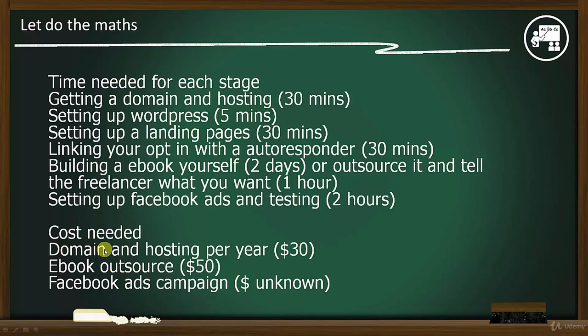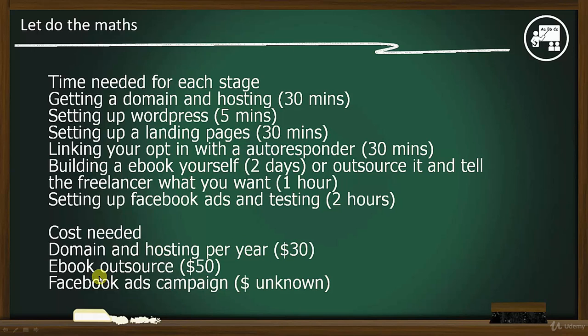And the cost needed: a domain and hosting per year will range from $30 or more, depending on which domain you are getting. You can get a very cheap domain for $1, or a .com domain may cost around $10. And the hosting easily costs you $5 a month, but you can get some very cheap hosting as well. So I'll just put the cost as $30.